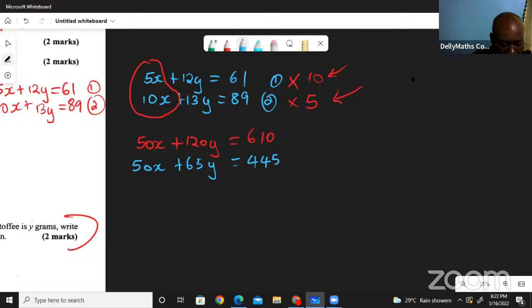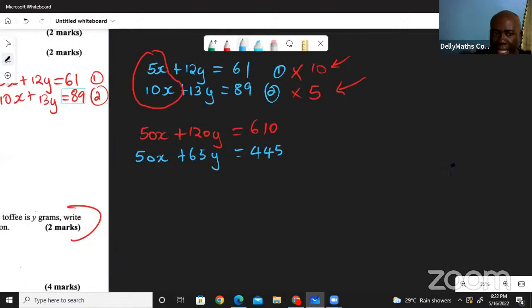Very good. Now, as you could see here, what we want to do is eliminate these. When you get back those same numbers, you can either add or subtract, but you could see subtraction will work here. So we're going to have to subtract. This is equation 3, this is equation 4. I intend to subtract equation 4 from 3, so I'm going to be writing equation 3 first.